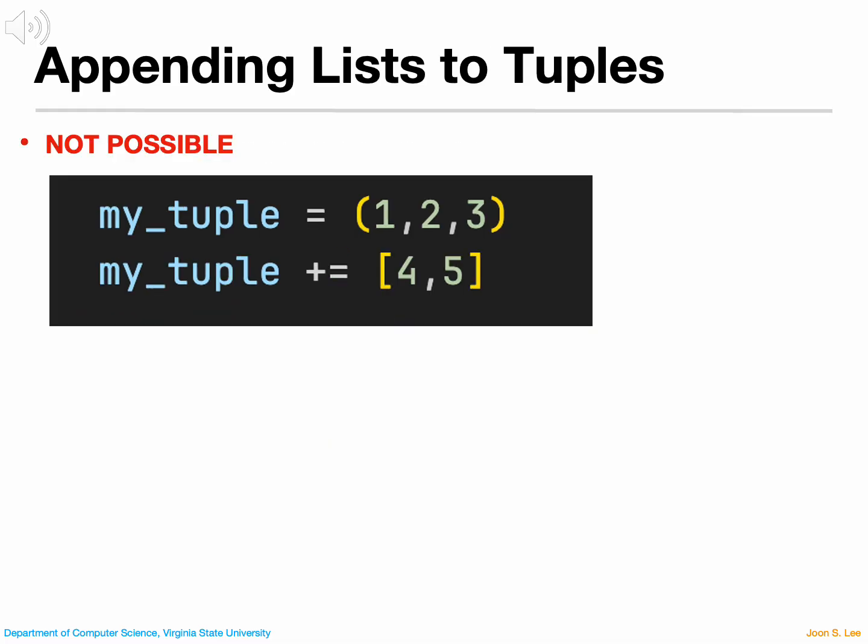Here's an example of something that does not work in Python. In this code, we start with a tuple, my_tuple, containing 1, 2, 3. Then we try to use plus equals to add a list 4, 5 to it. But Python won't allow this. You'll get a type error. That's because you can only concatenate a tuple with another tuple, not a tuple with a list. The two data types are different. Tuples are immutable, and lists are mutable. Python doesn't automatically convert one type to the other, so this operation simply fails.